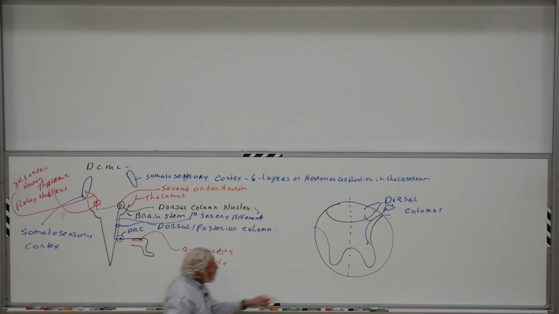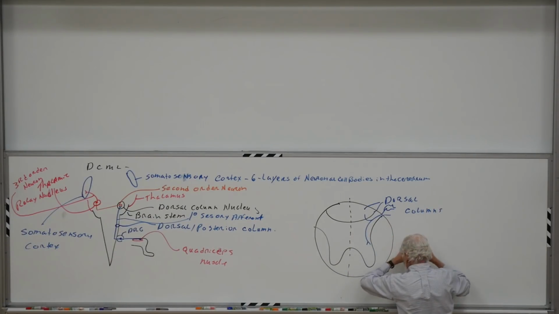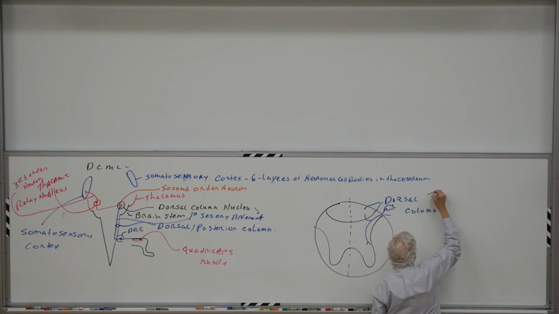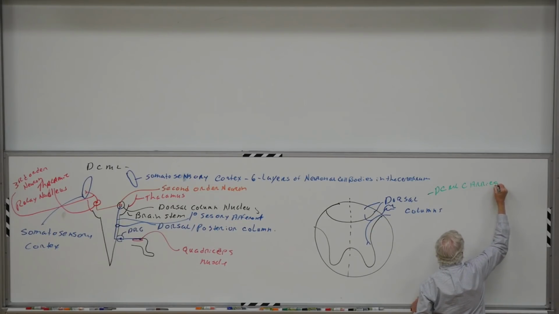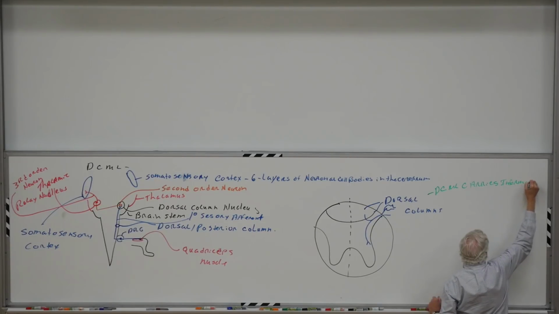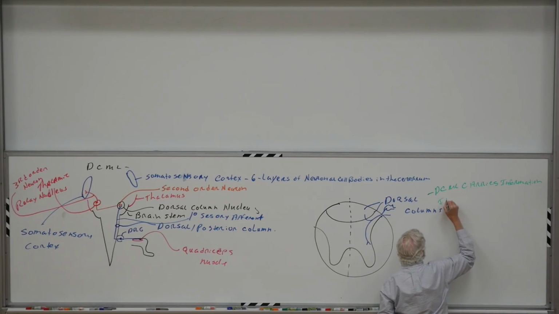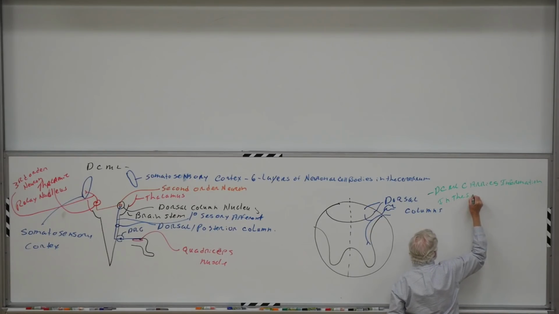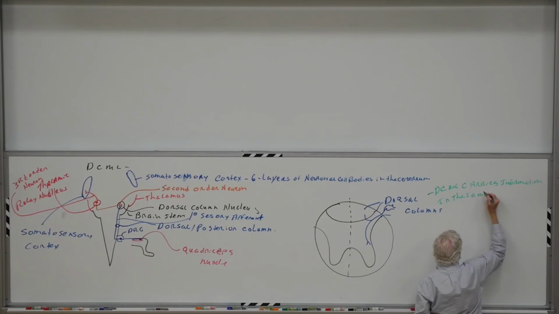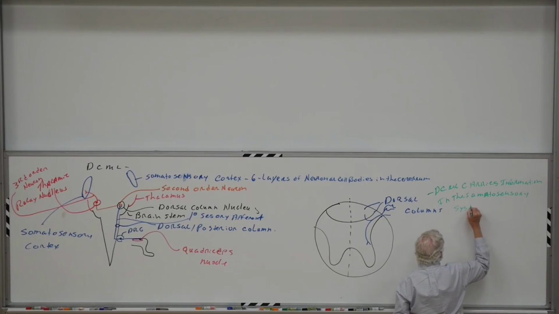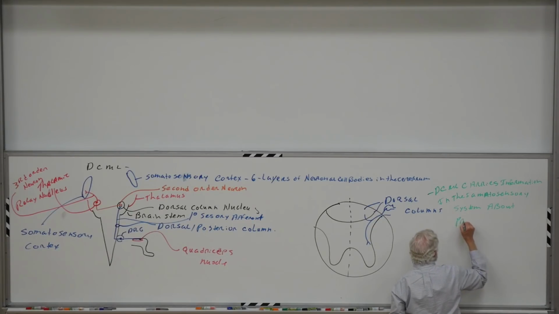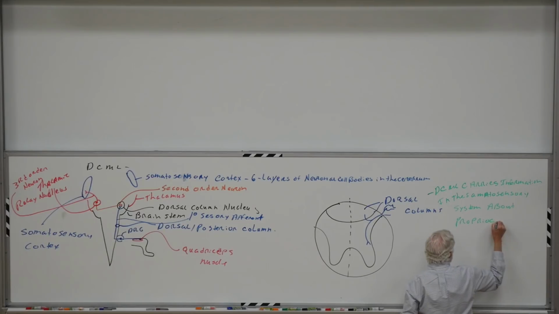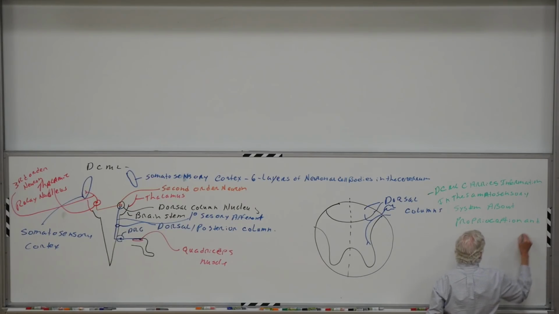Now remember that this is the dorsal column system, and so the dorsal column system, the DCML, carries information in the somatosensory system about proprioception and fine touch.